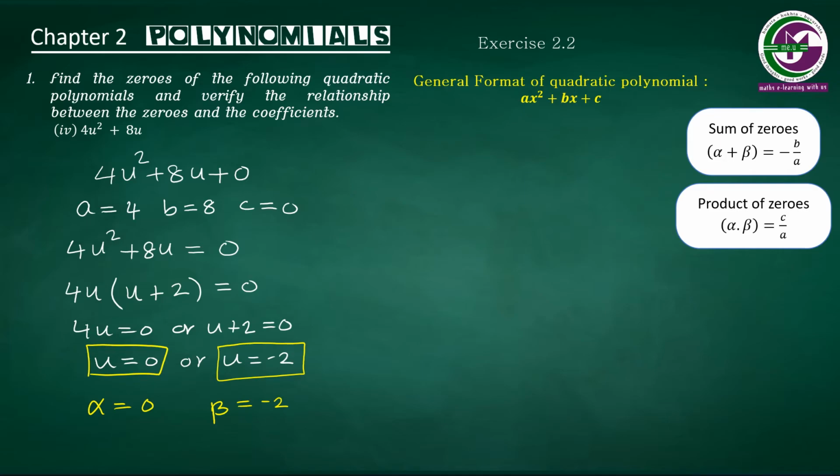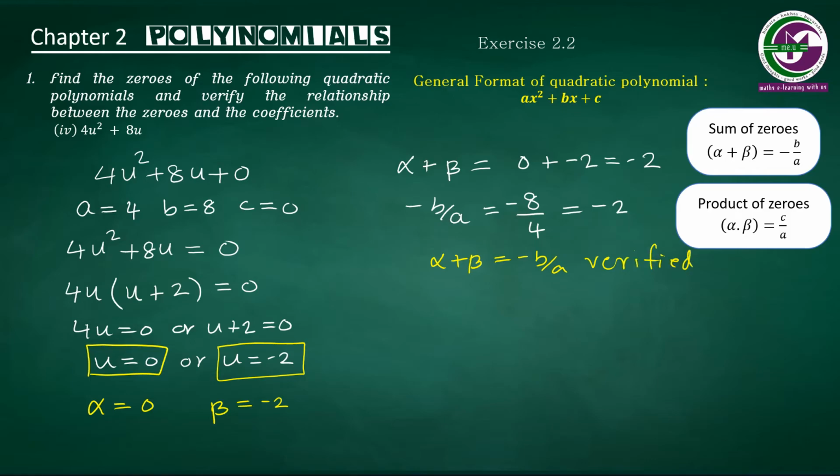Now the second part of the question, verification. We need to verify alpha plus beta equals minus b by a. For that we will find the value of alpha plus beta. Alpha plus beta equals 0 plus negative 2, that is negative 2. Now minus b by a. The value of b is 8, so minus of 8 divided by a, which is 4. 8 divided by 4 is 2, so it is negative 2. So both are same, right? So alpha plus beta equals minus b by a, verified.